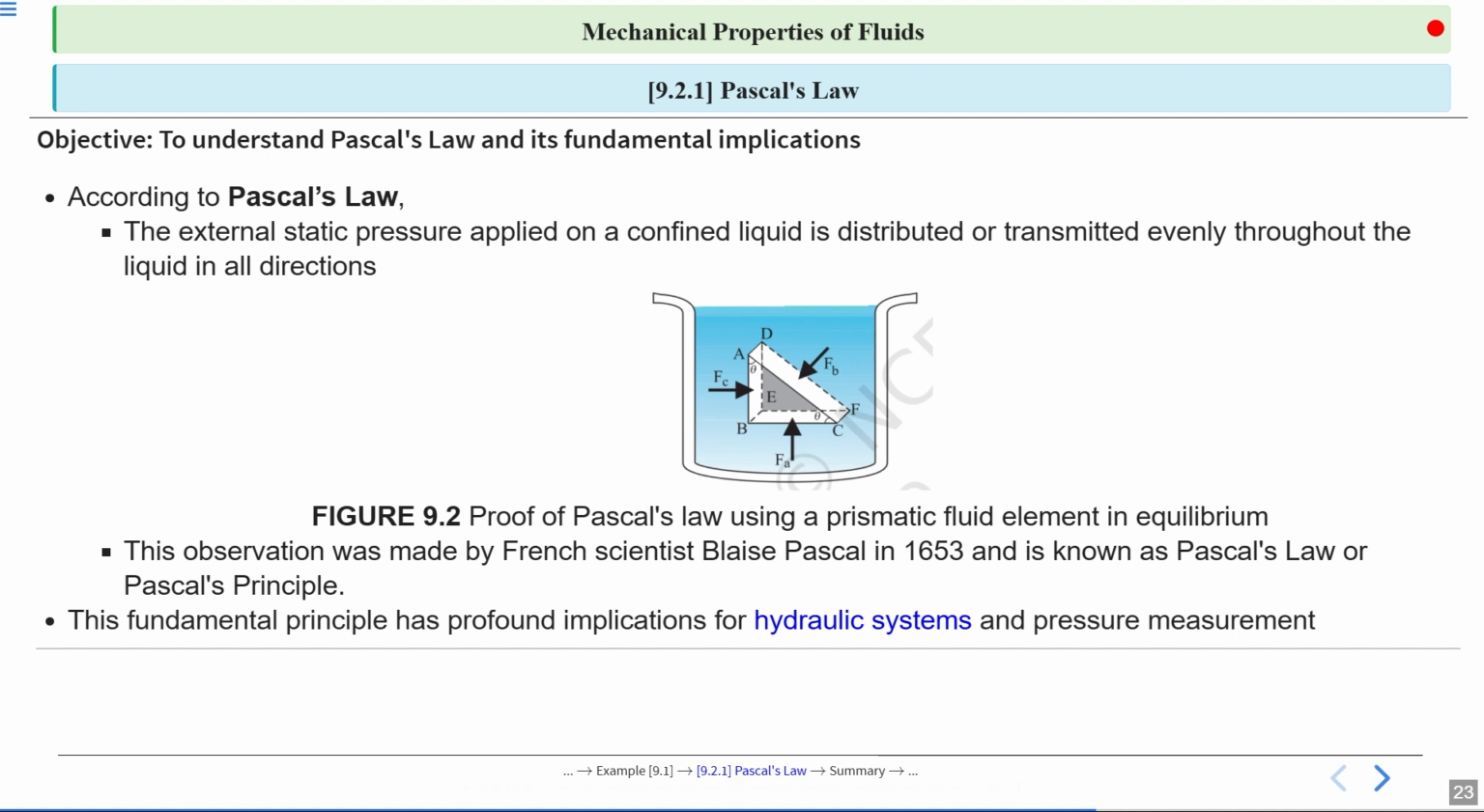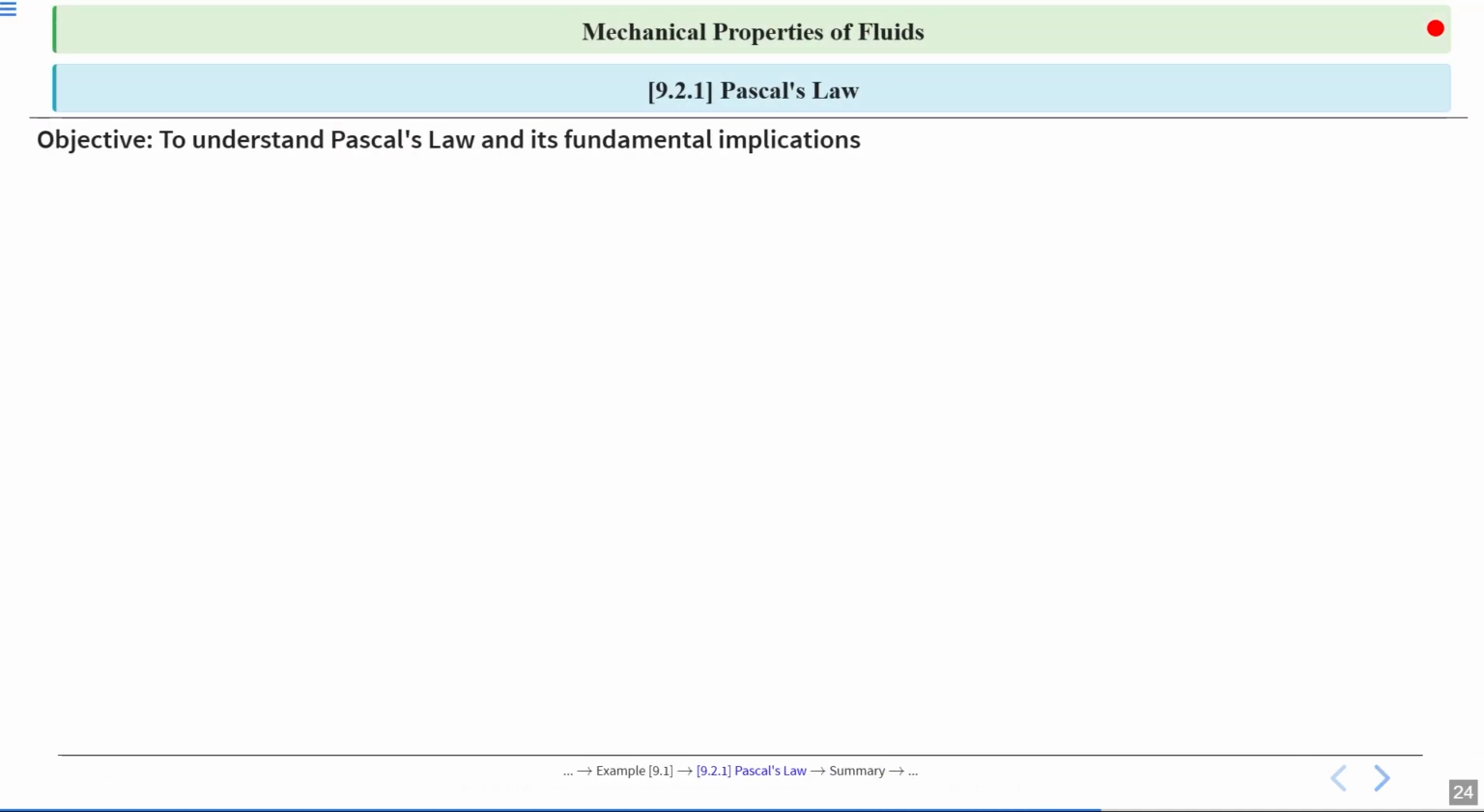Now let's consider the implications of Pascal's law. This principle is essential for the functioning of hydraulic systems, which are used in various applications like car brakes and heavy machinery. It also plays a critical role in pressure measurement, helping us understand and utilize fluid pressure in practical ways.